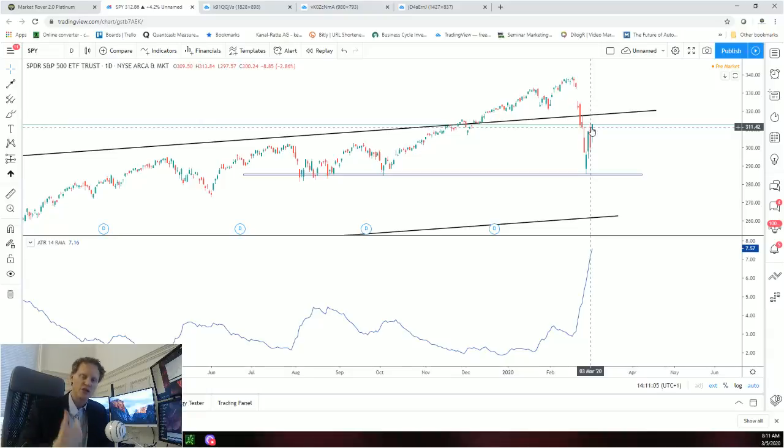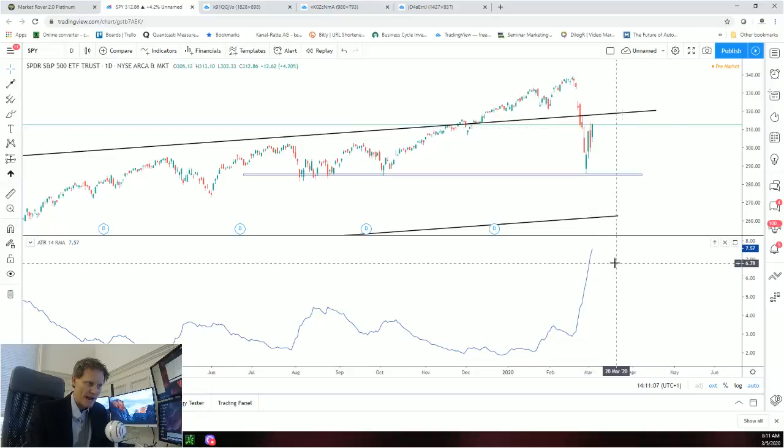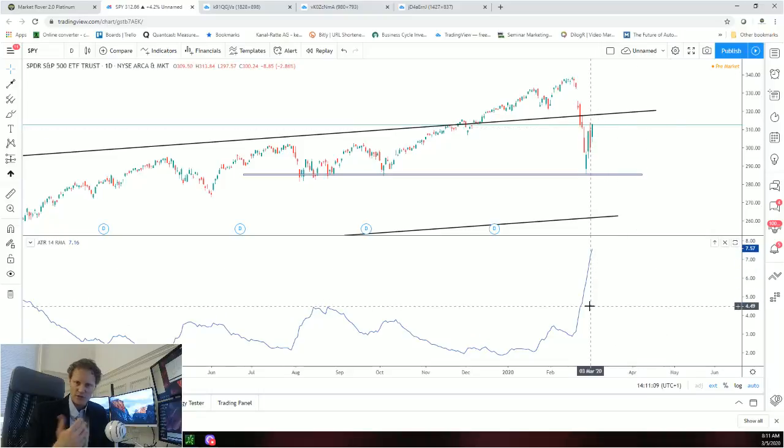You need to adjust your trading size, and when you get back to a more normal average true range or daily volatility, you can get back to a normal size. So, just wanted to give you guys a bit of a heads up on this. I hope this is helpful.